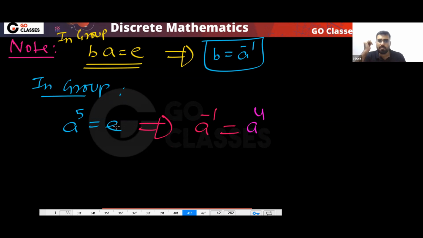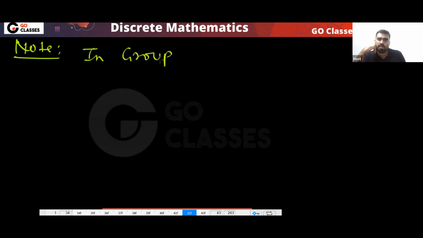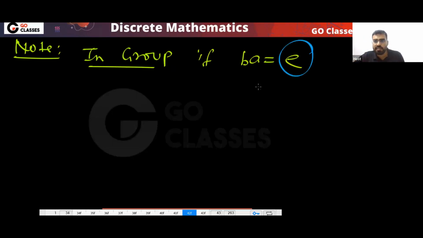See, very simple. Because you already know that if BA equal to E, then B will be A inverse. This we have already seen, the proof in group. If BA equal to E, then you are getting E. So it means this B is working as A inverse. Agree? This we have already seen.